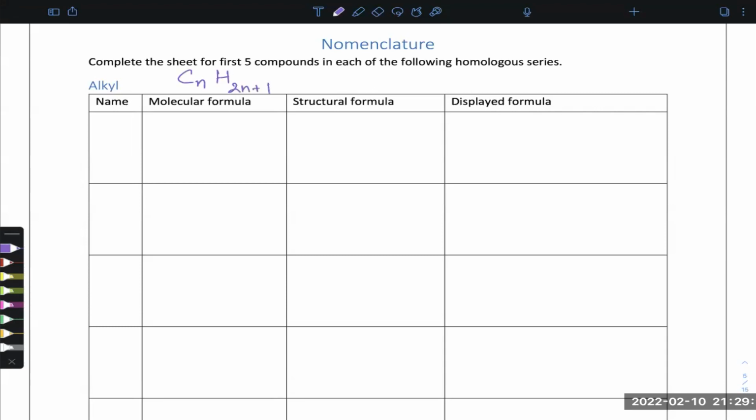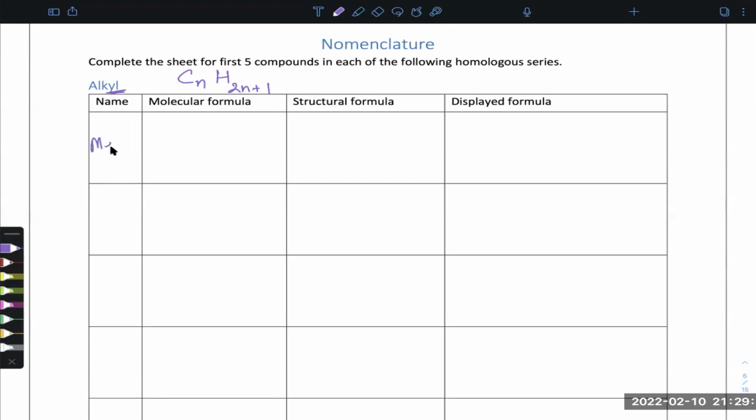CnH2n+1, which means that you have one more carbon. However many carbons you have, double them and add one more hydrogen. जिसका मतलब क्या है? Every carbon is joined to 2 hydrogens और एक end वाला 3 के साथ join हुआ है. ठीक है? So I'll start with the very first one. First one होगा families alkyl and first one is meth.